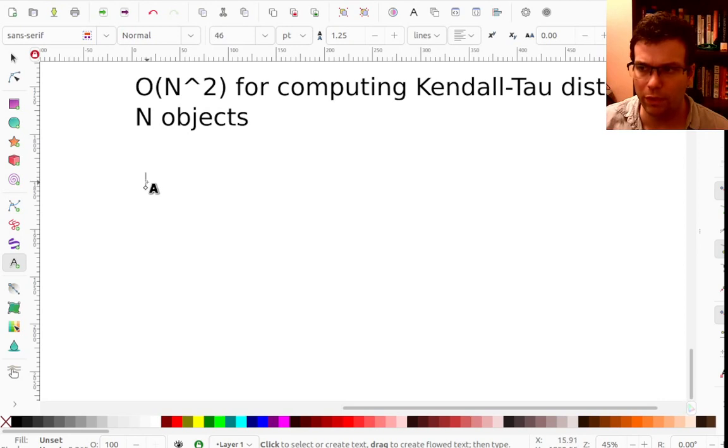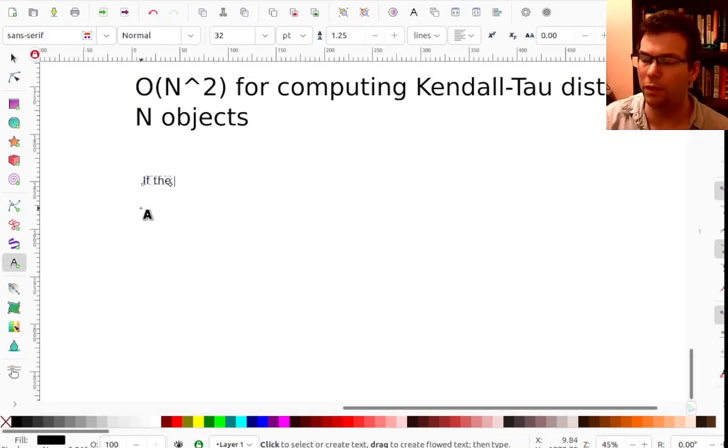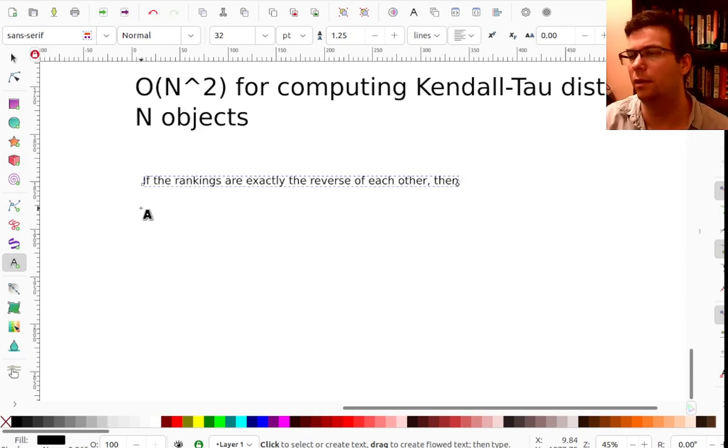Okay, one thing that's kind of interesting here is actually if the rankings are exactly the reverse of each other, then there are n times n minus 1 over 2 discordant pairs.